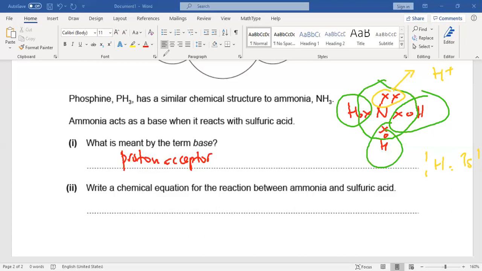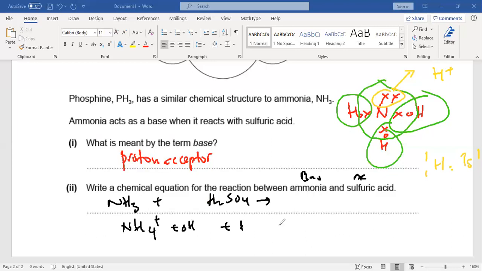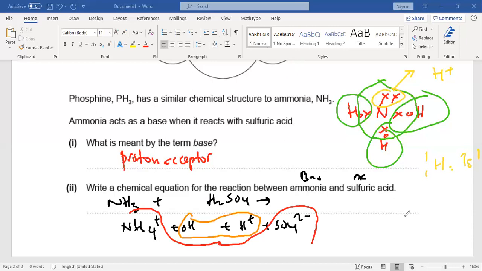Now, lastly, write the chemical equation between ammonia and sulfuric acid. Because this one is a base and this one is an acid, you get a salt and water. So ammonia plus sulfuric acid. Think in your mind: you have NH4 plus and OH minus, and then you have H plus and SO4 2 minus. You have this together, and then you have another one together. So you have NH4 plus and SO4 2 minus.